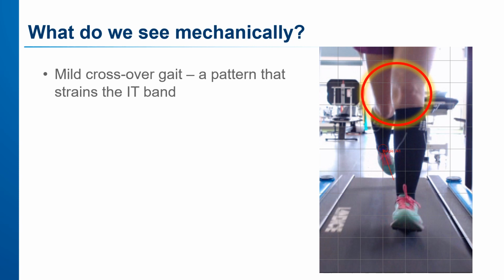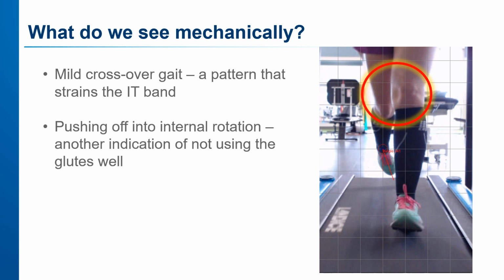Another really big factor for her is this internal rotation that she goes into at push-off. We see here the straight up and down plane. She's actually pushing off with about 20 degrees of internal rotation. The gluteus maximus is a large external rotator, so when we're seeing this much internal rotation, it tells me she's probably over-relying on the hamstring and adductors and underutilizing the gluteus muscles, which has also been associated with IT band syndrome and knee pain.